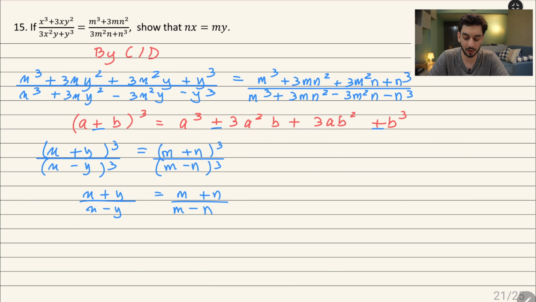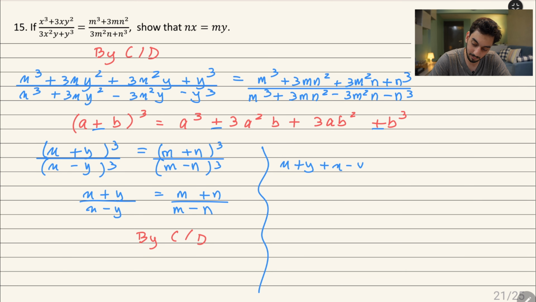Okay, just get rid of the denominators, we'll cross multiply. So (x plus y) times (m minus n) is equal to, or shall I just use componendo dividendo? Yeah, I can just use componendo dividendo again. I could have done that thing also, this thing also works, doesn't really matter. Okay, I'll just do it here. So it is (x plus y plus x minus y) upon (x plus y minus x plus y) is equal to (m plus n plus m minus n) upon (m plus n minus m plus n).